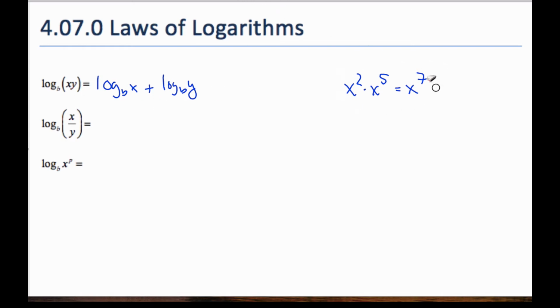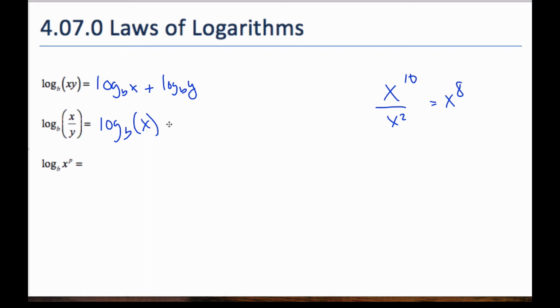Similarly, if I consider the division aspect, think about if I had x to the power 10 over x squared, I know I would subtract the 10 and 2 and get x to the 8th. Similarly, when I divide logarithms, log base b x, I subtract the logarithms as well. And this is y, subtract them.